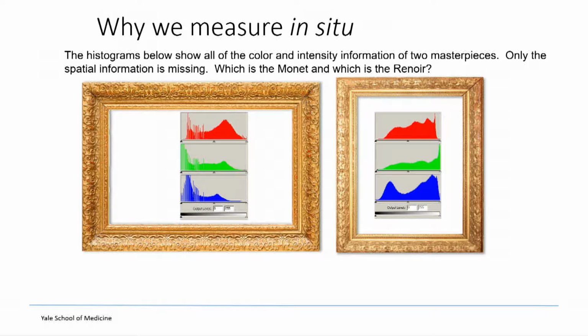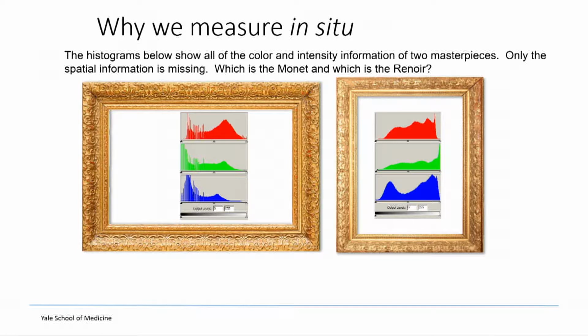And so someone in the audience might be able to tell me which is the Monet and which is the Renoir. Because all the information is there. Every single pixel in the actual artwork is there, photos of the artwork in this case, but you just don't have the spatial information. All you're missing is spatial information.